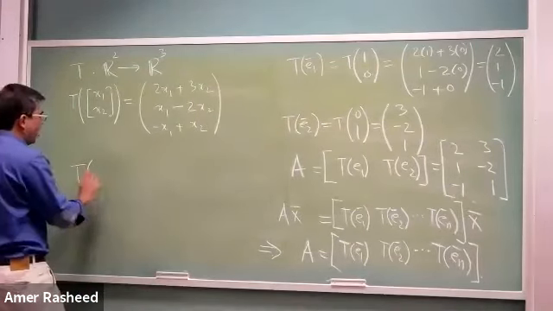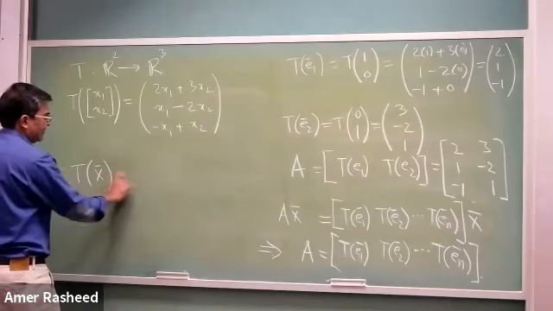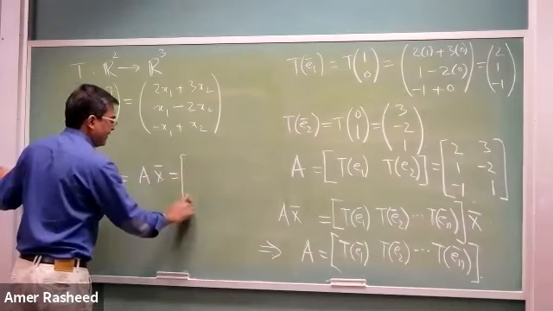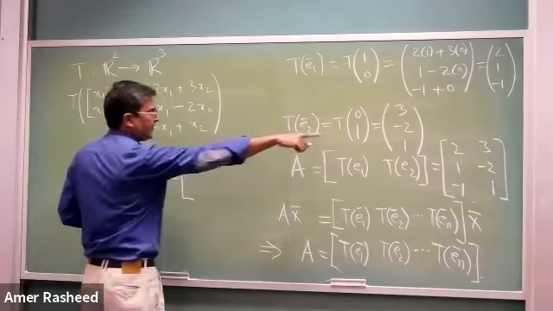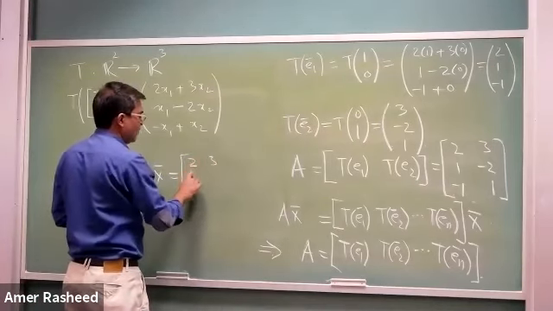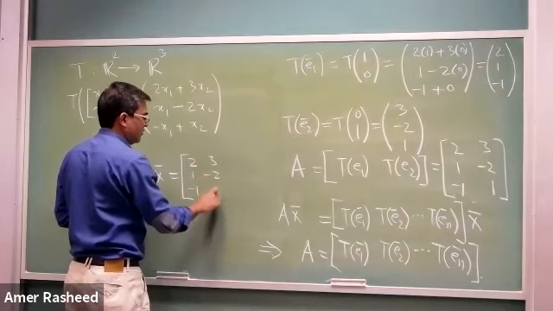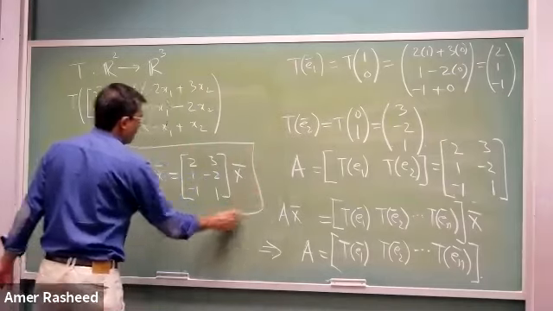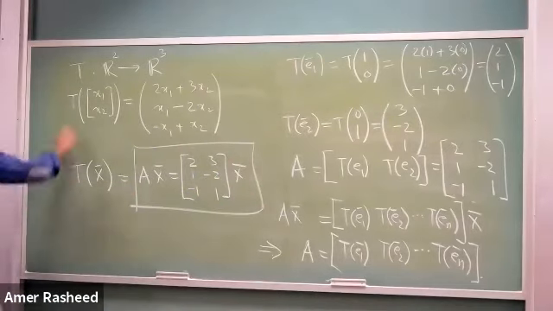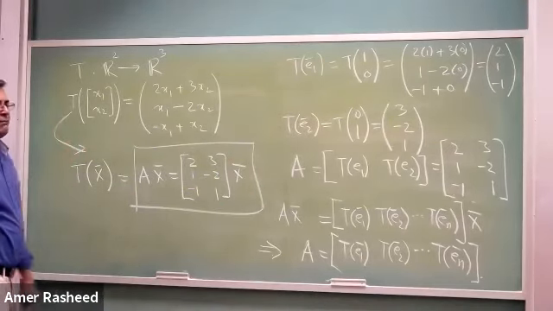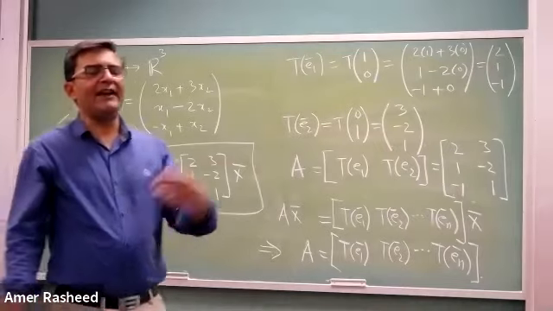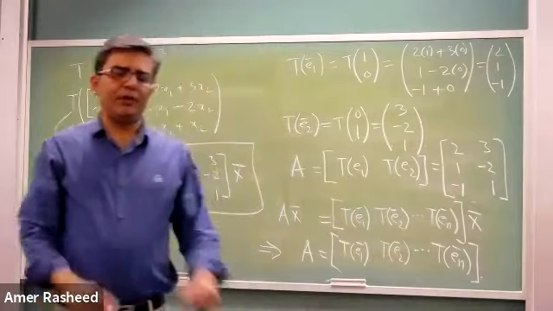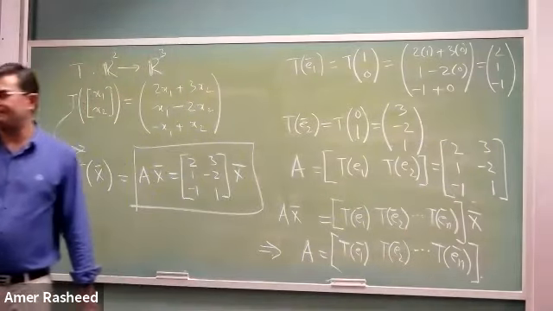So this would be T of x is equal to A times x. And what is A? This is your A, 2, 3, 1 minus 2 minus 1, 1 times x. So this is how you can write this transformation in matrix form by finding the standard matrix of this linear transformation. I hope you get it. If you have any question, you can.